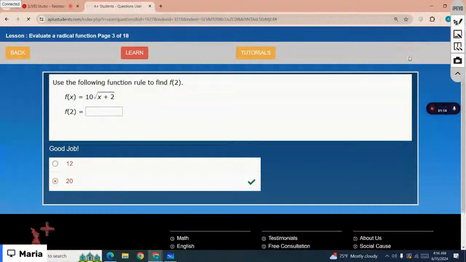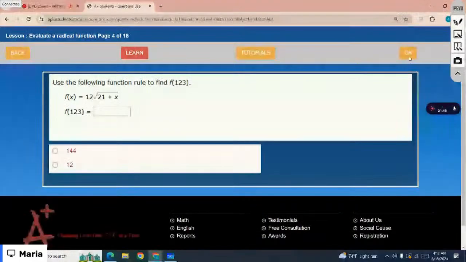f of x equals 10 square root x. You have to evaluate for f of 123, right? You are given the radical, that is f of x equal square root 21 plus x. So replace the x with 123, right?